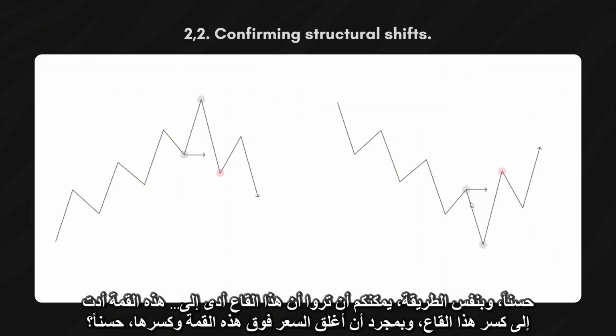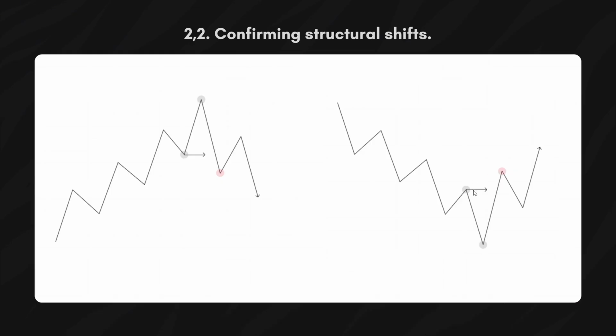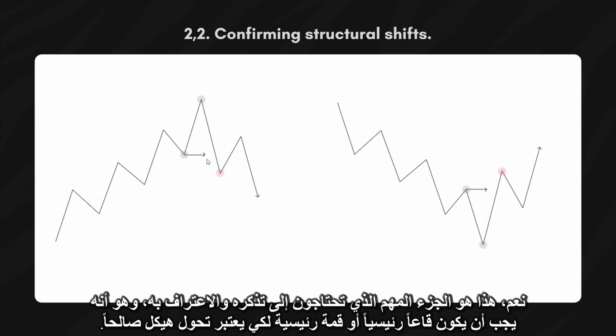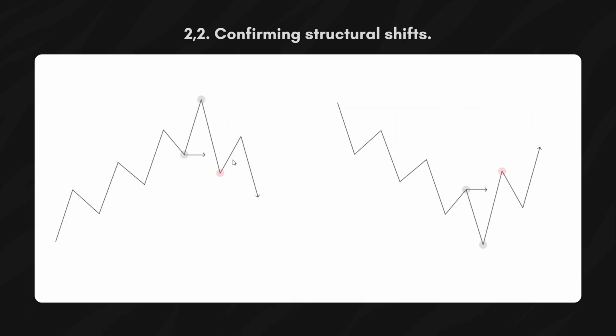And in the same way, you can see this low led to this high, led to this low being broken, and once price closed above and broke through this high right here, a structural shift happened, and then a new trend started. But it doesn't just end there. That's the important part that you need to remember: it must be a key low or a key high for it to be considered a valid structural shift.